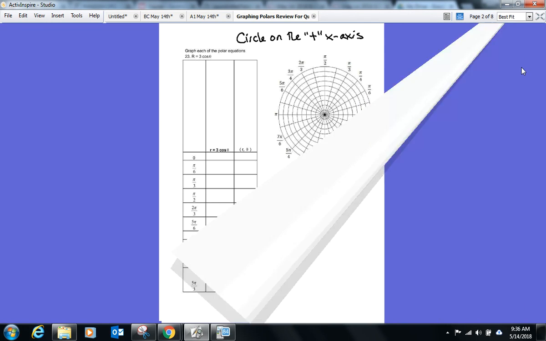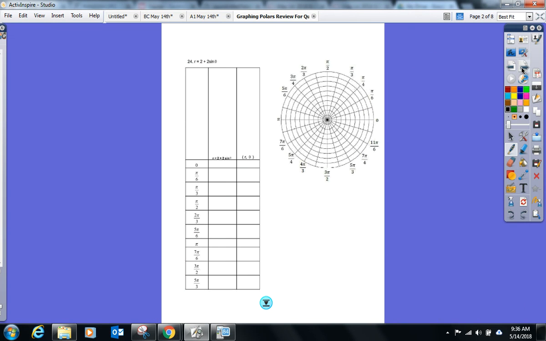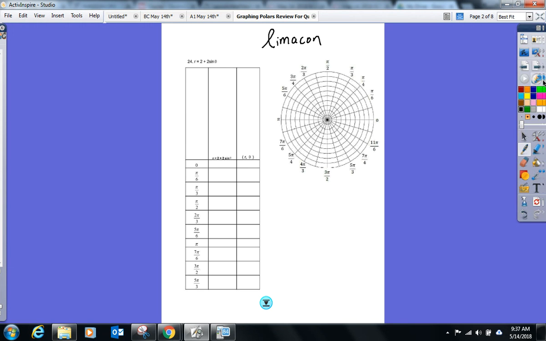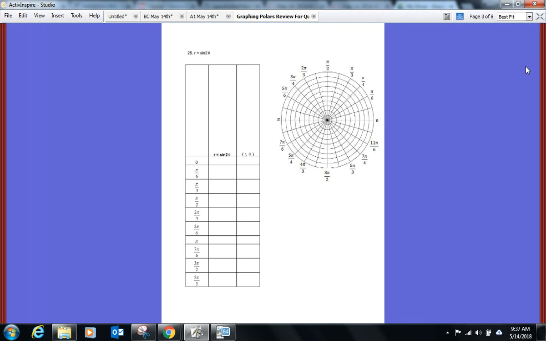Okay, let's keep going. What's this next one going to graph here? 2 plus 2 sine theta. Some type of limacon. So circle within a circle. Maybe it'll do the heart. That's going to be a limacon. Fill in the complete table. Connect your points as you go along.